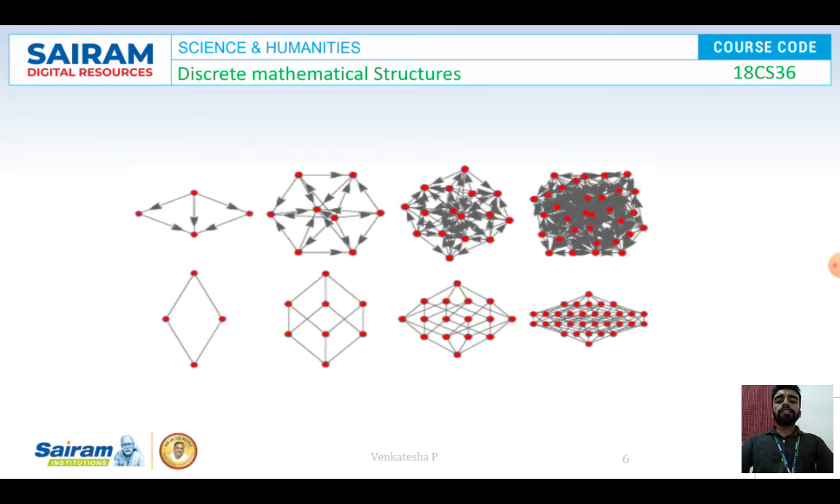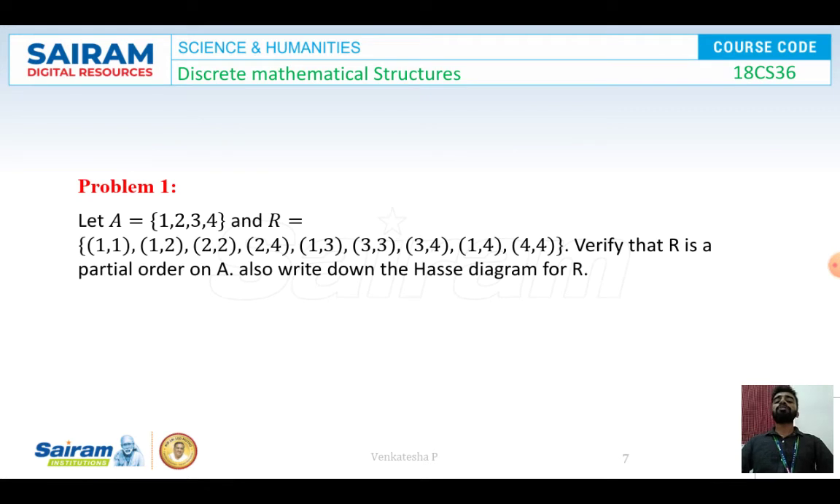So these are a few sample examples of Hasse diagrams. Problem number 1. Let A is equal to {1, 2, 3, 4} and R is equal to {(1,1), (1,2), (2,2), (2,4), (1,3), (3,3), (3,4), (1,4), (4,4)}. Verify that R is a partial order on A. Also write down the Hasse diagram for the same.